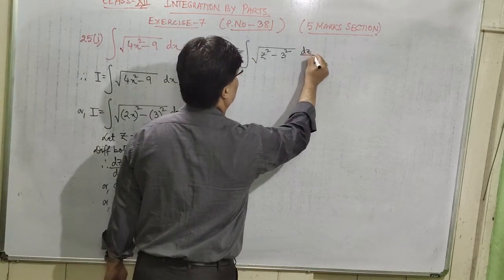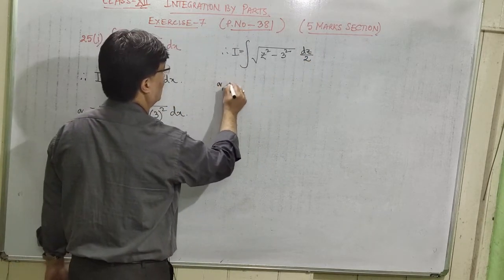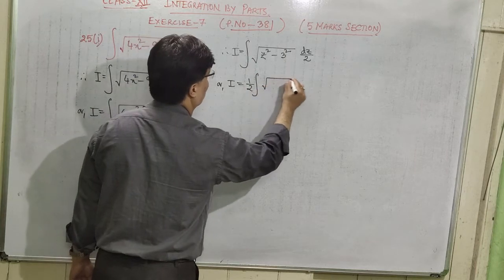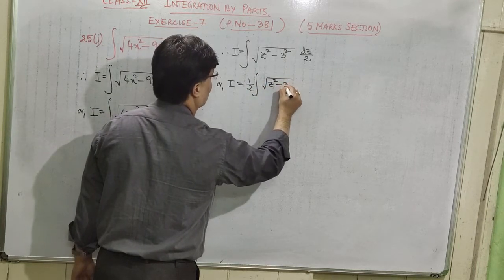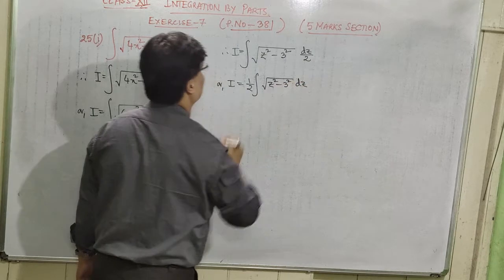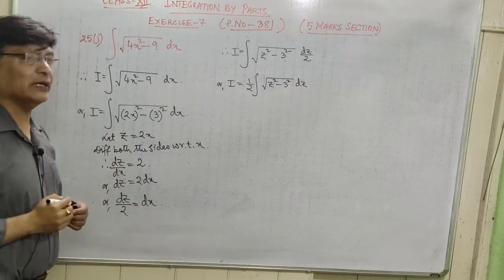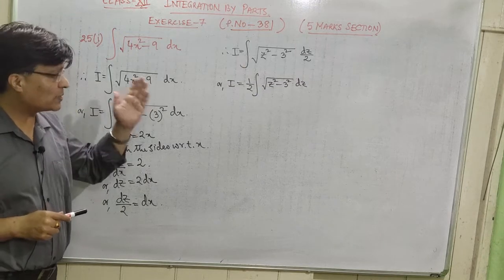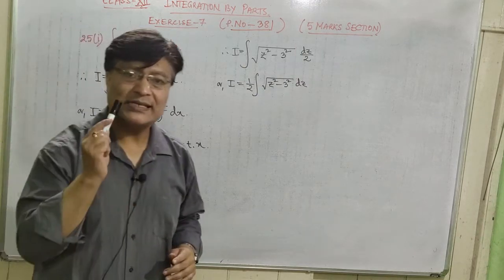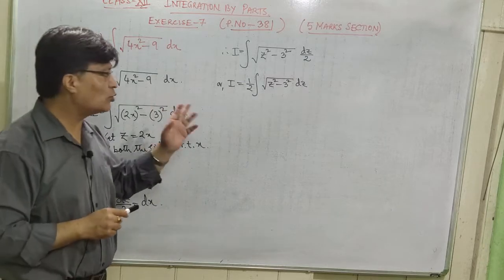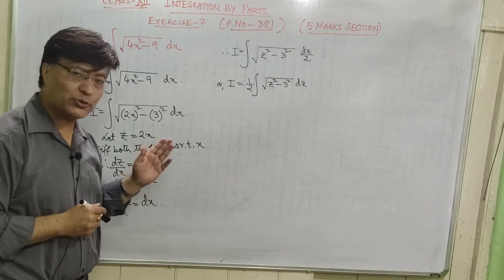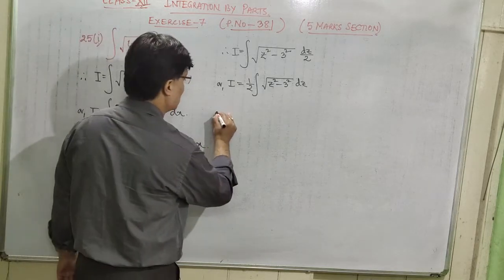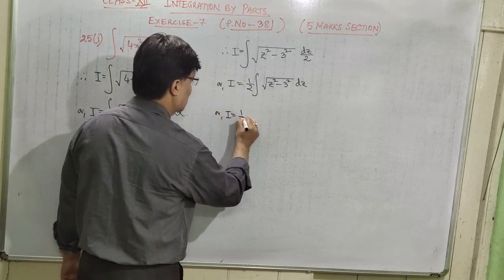So this is your dz by 2, or I is equal to half integration of root over z square minus 3 square dz. Now we can use the formula here. So which standard integral in integration by parts will you use in this case? Second standard integral, that is root under x square minus a square. Instead of x there is z, and instead of a there is 3. So I is equal to half.